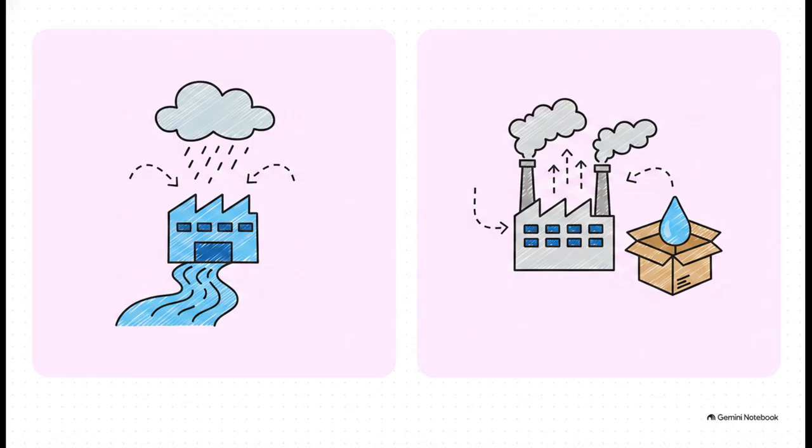Think about it like this. A plant might withdraw 1 million gallons, but treat and return 900,000 of those gallons to the same river. Well, their consumption is only 100,000 gallons. That distinction is absolutely paramount for building an accurate risk profile.